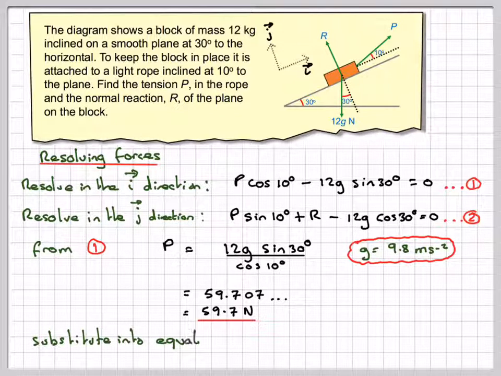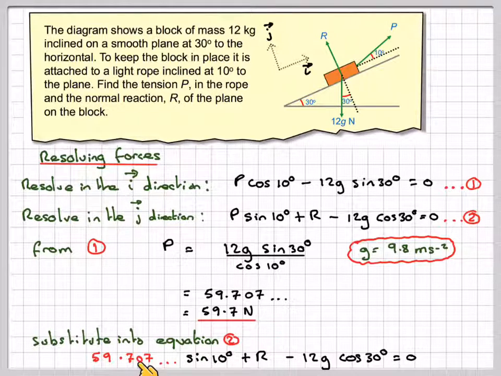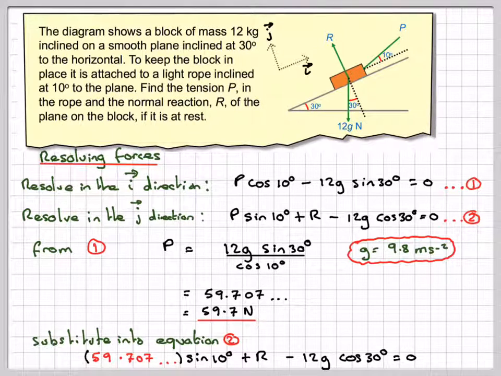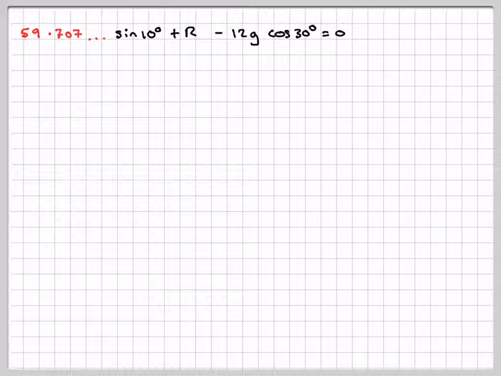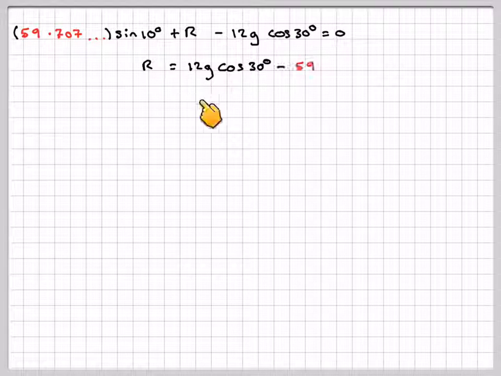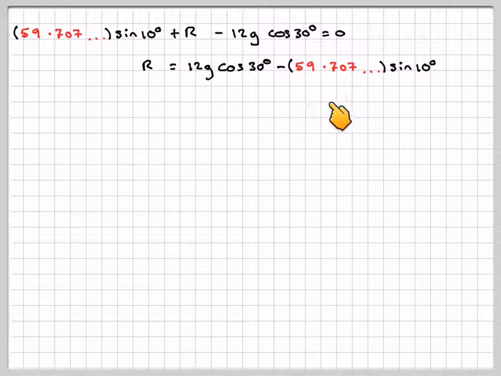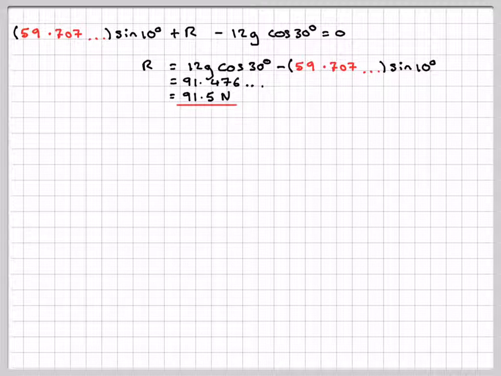If we now substitute that into equation 2, so instead of P we now put 59.707, don't put the rounded off value in, 59.707 times sine 10 plus R minus 12g cos 30 is equal to 0, just writing that out again. Then R will be 12g cos 30 minus 59.707 sine 10, which gives 91.476, which is 91.5 newtons. That's one way of doing that problem.